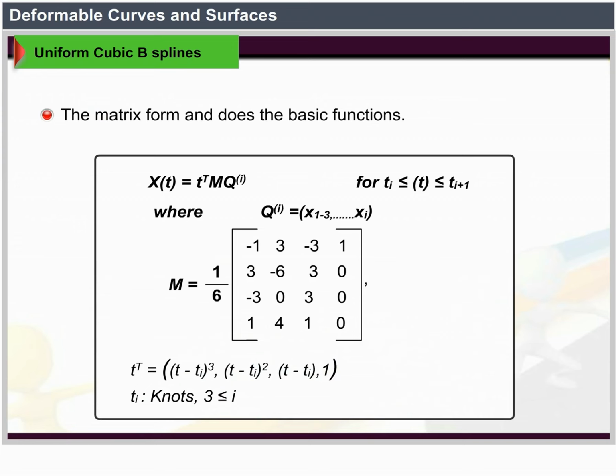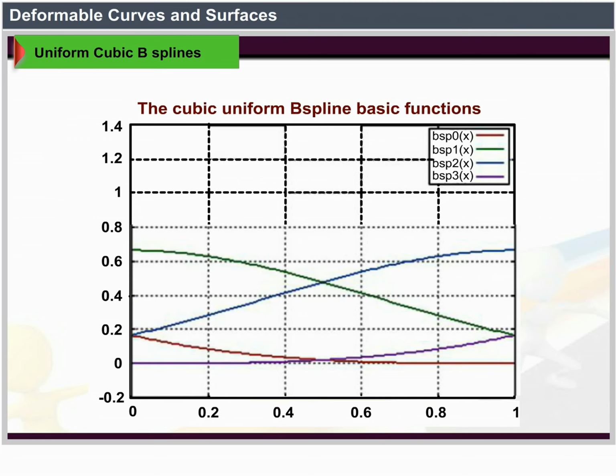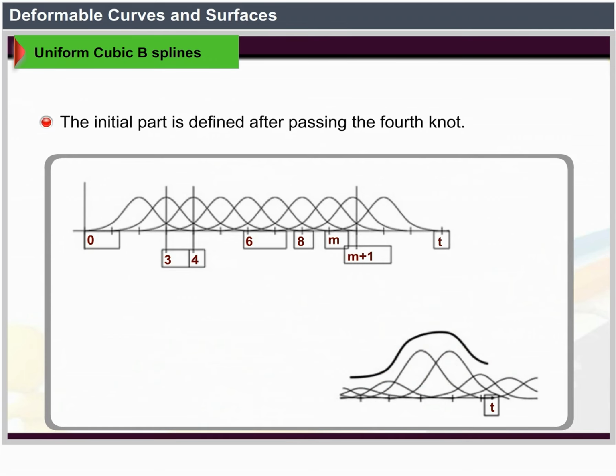The matrix form and the basis functions can now be seen on the screen. The knots specify the range of the curve. This is how the basis splines look over the domain. The initial part is defined after passing the fourth knot.